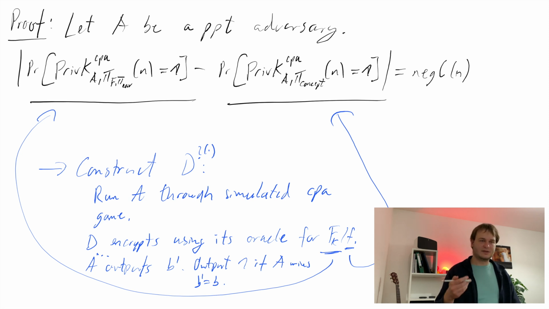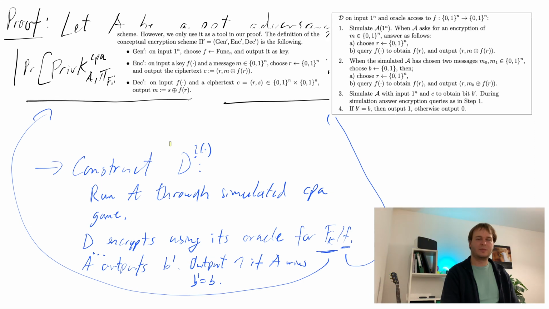So then, because D shouldn't be able to distinguish the PRF from the random function, A also cannot win more in one of the two different worlds, because then D would notice this and would be able to distinguish the two worlds. Note that so far, the proof has been exactly the same as the one that we did in the lecture. In the lecture, we also came up with the distinguisher D, and we also had this conceptual encryption scheme that replaced the PRF with a random function.